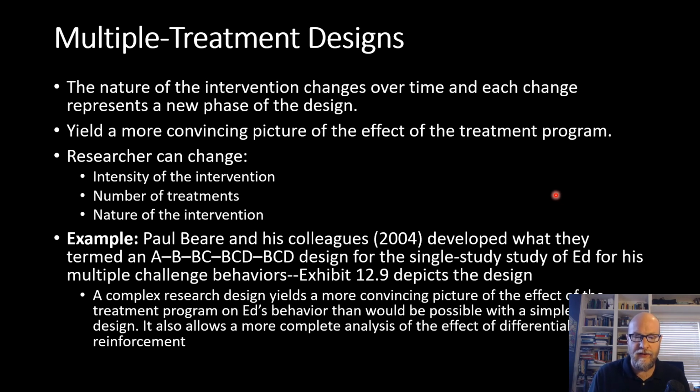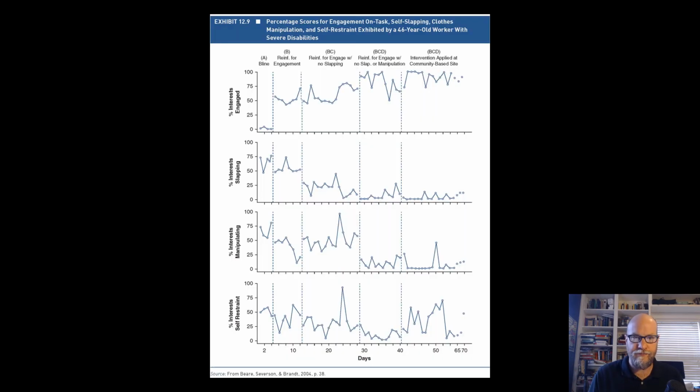It's a complex research design in a certain way, even though it's a single subject one, because it gives you a convincing picture of how the treatment builds effectively with Ed over time. And it gives you a more complete analysis on the effect of these different aspects of what they call differential reinforcement for Ed.